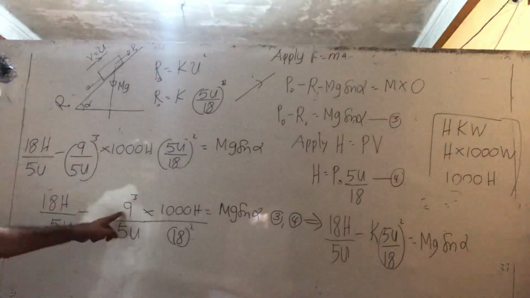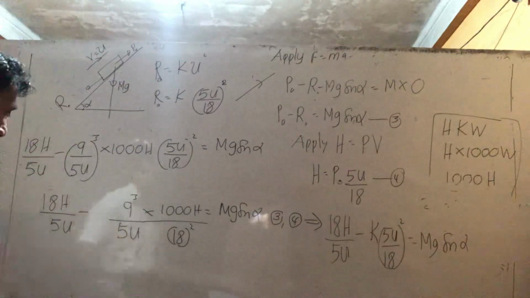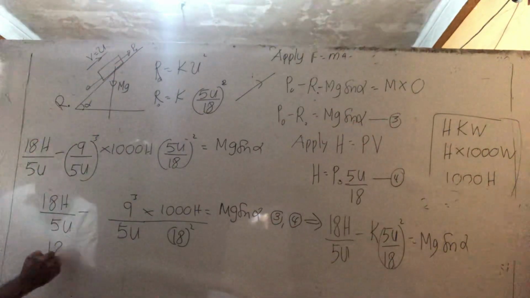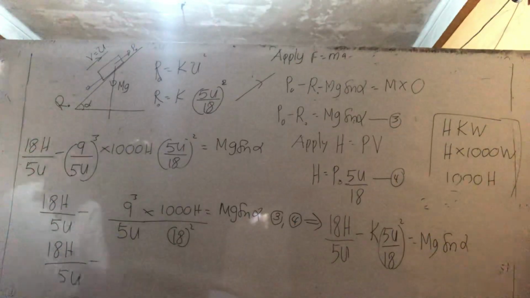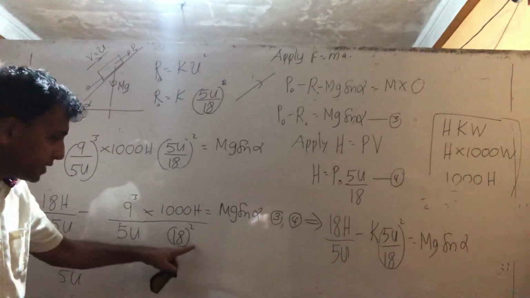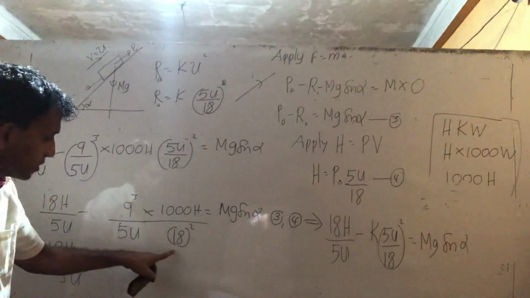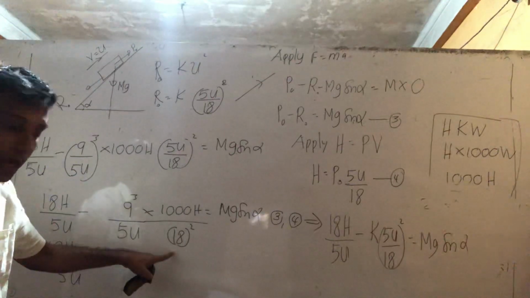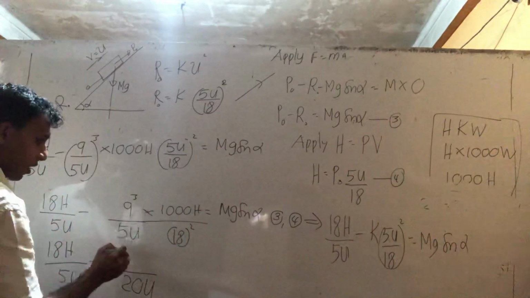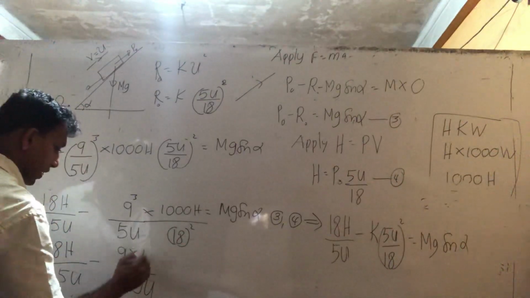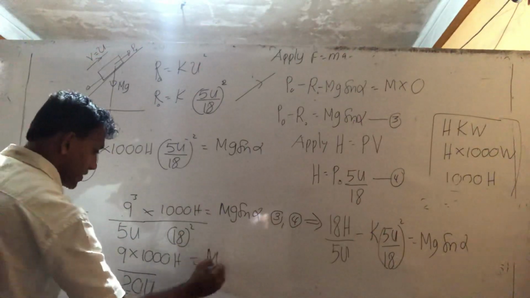So here 9, here 18, cut several 9s, 18 square. So here 18h or 5u. How that? 18 into 18, cut one 9 two times, cut another 9 two times. So 4 here, 20 here. Check that, 20u, right? Here one 9 remaining into 1000h equal to mg sin alpha.